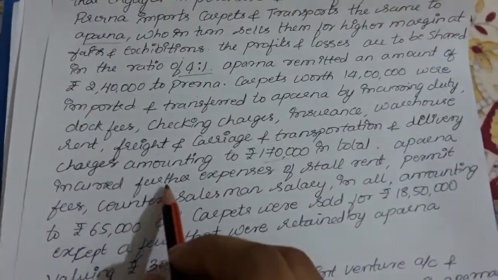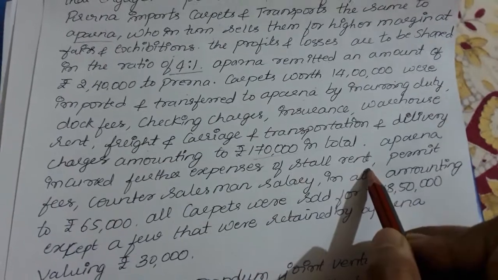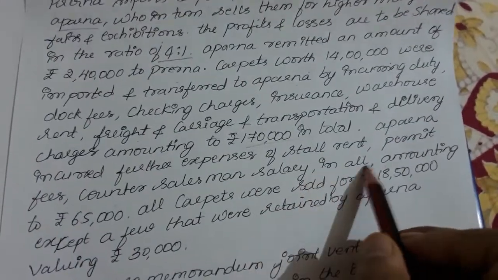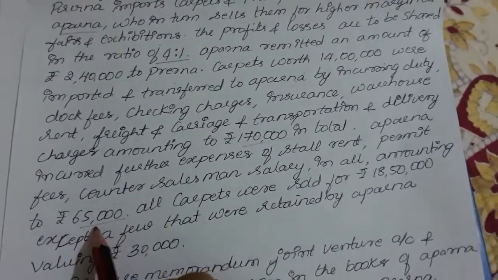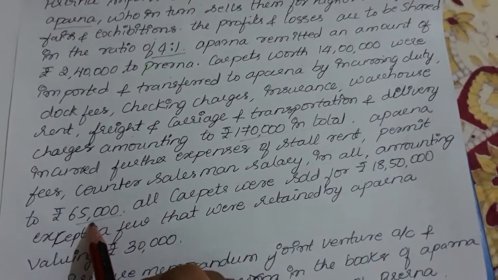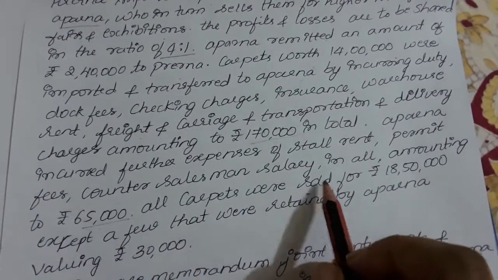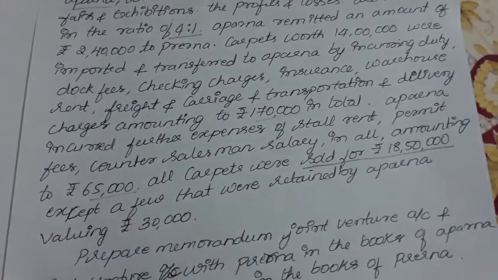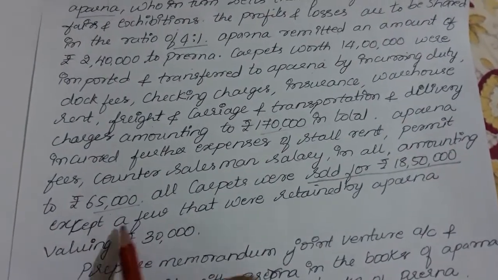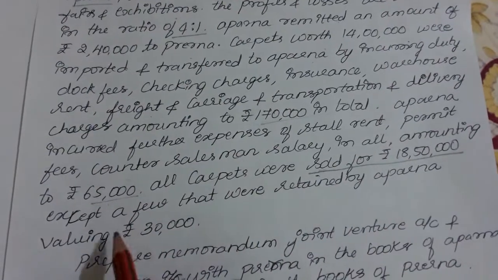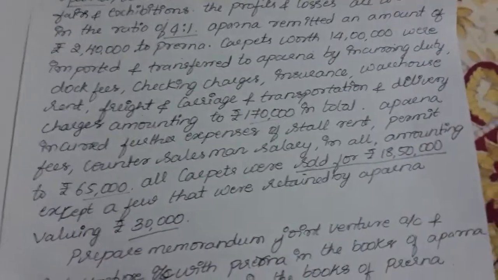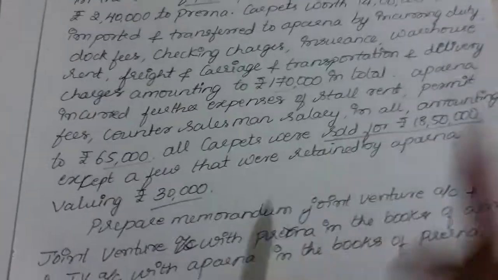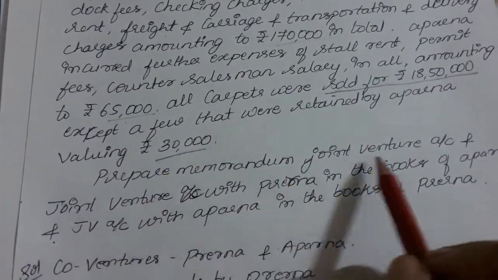Next, Aparna incurred further expenses of stall rent, permit fees, and counter salesman salary, in all amounting to 65,000. So this 65,000 is the expenses of Aparna. All carpets were sold for 18,50,000. So that is the sales value, except a few that were retained by Aparna valuing 30,000. So unsold stock worth 30,000 has been taken over by Aparna. Prepare memorandum joint venture account.